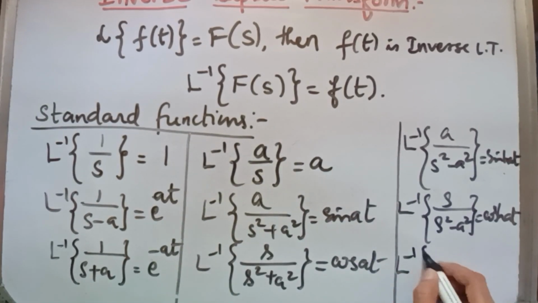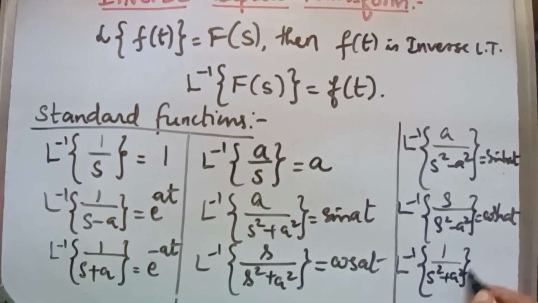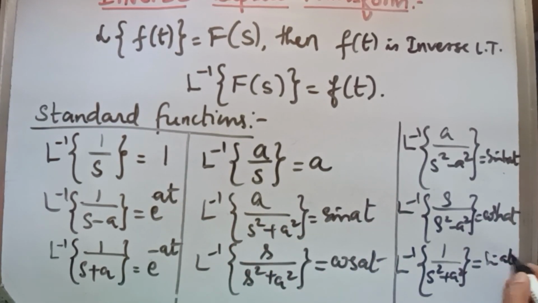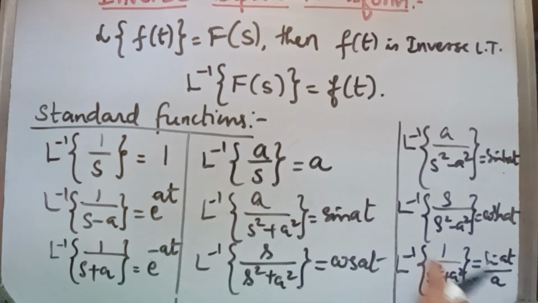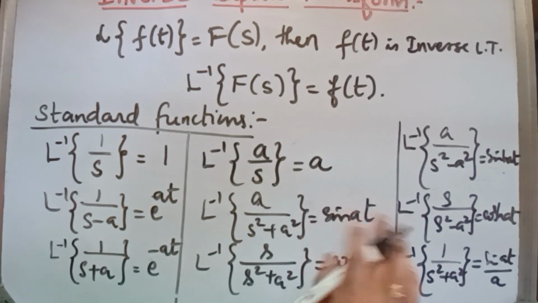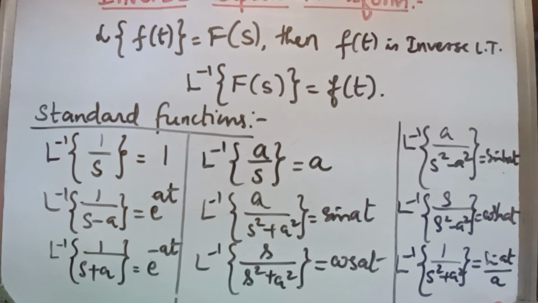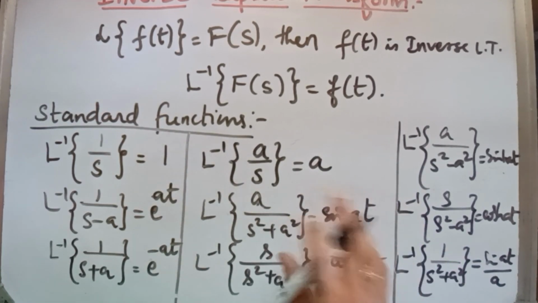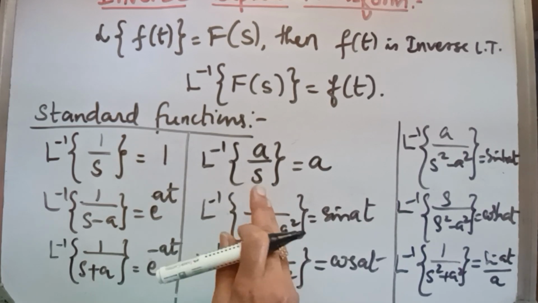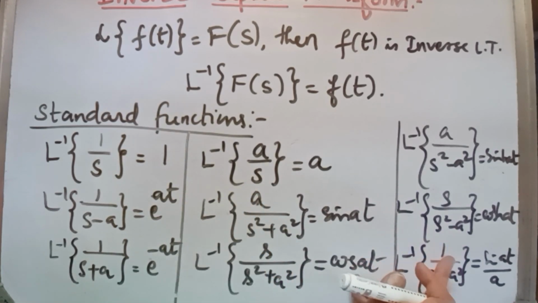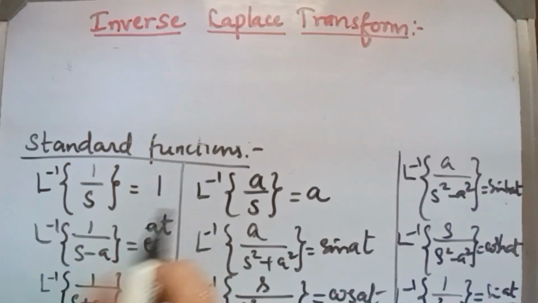Similarly, you can have inverse transform of 1 by s square plus a square, which is equal to sine at divided by a, because here a was there. Now in this case a is not there, so a goes to the right hand side, sine at divided by a. Similarly, you can make such changes in the standard form itself. Based on the changes, inverse transform will change accordingly.